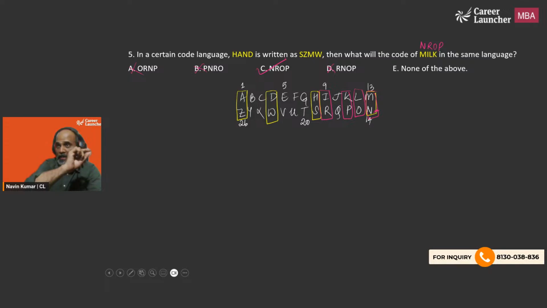Right? So we do not write A to Z in a line. We write the first 13 letters of the English alphabet from left to right and the remaining 13 in the same sequence from right to left. It helps us decode such tricky and difficult problems as well.